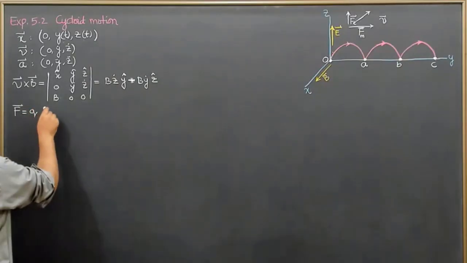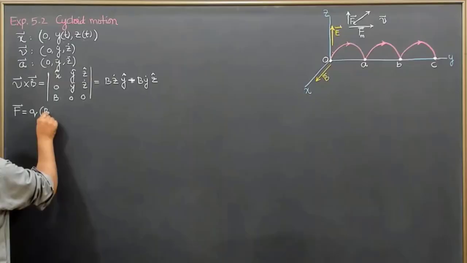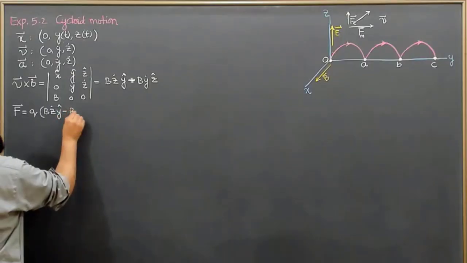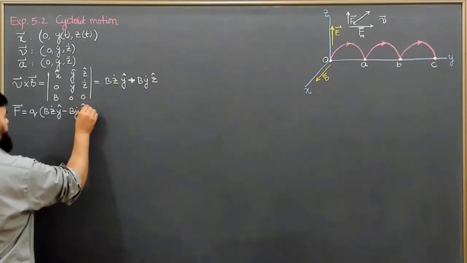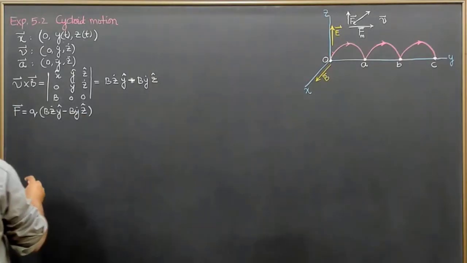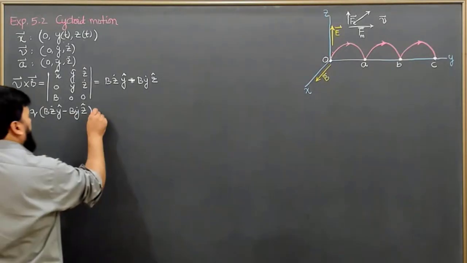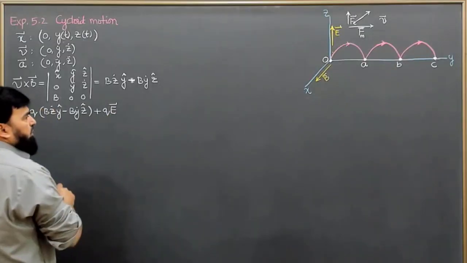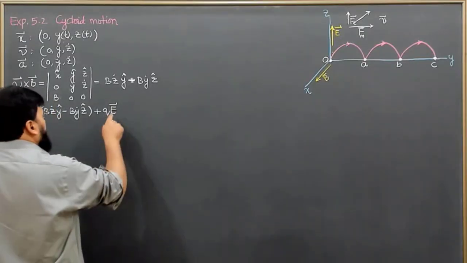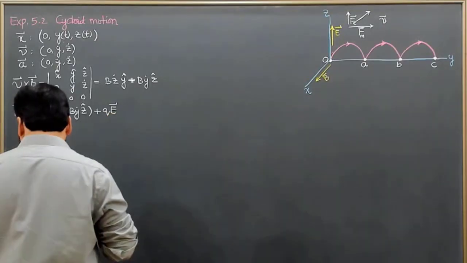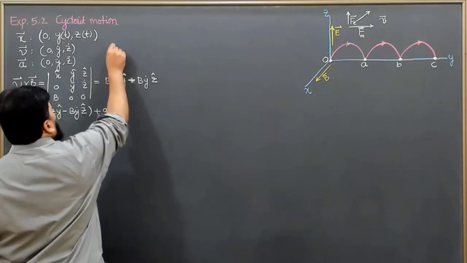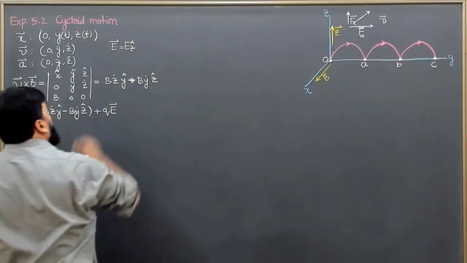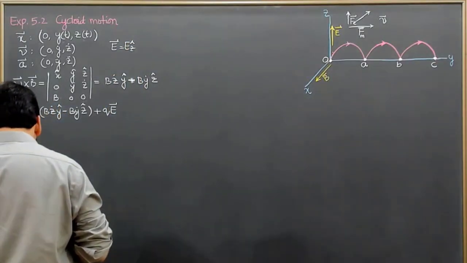And now we write F equals Q and V cross B, which is B z dot in y minus B y dot in z. This is the magnetic component, and then we have Q and E, the electric component, and E is basically in the z direction. So later on I will put the z direction here because we know the electric field is in the z direction. So we have E in the z direction.